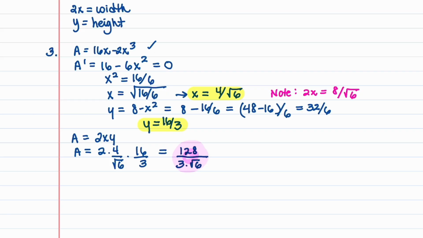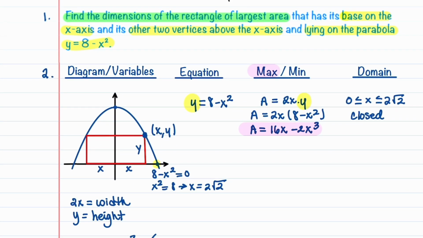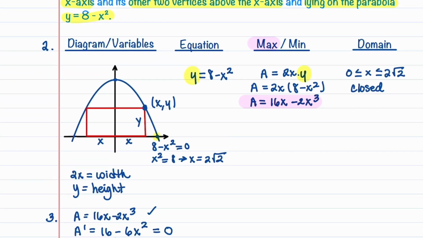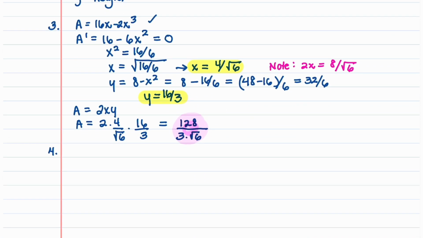Now, it may feel that we're done, but we're not. What we have to do now in step 4 is we need to justify that this answer that we just got is a maximum. Since our domain up here is a closed interval, the way we have to justify this is compare the value of our area at our endpoints to that of our critical point and just see if the one at the critical point is our biggest one.